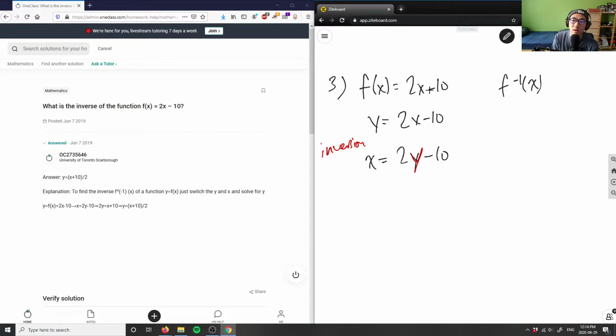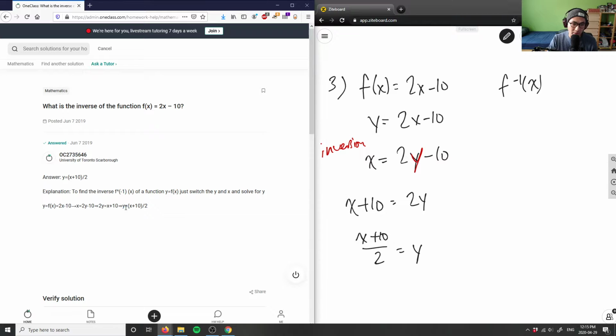So again, I would add 10 to both sides. So I get x plus 10 equals 2y, and then I would divide everything by 2. So y would equal x plus 10 divided by 2. So this would be my solution for this problem. And as you can see, they wrote y equals x plus 10 divided by 2. This solution is correct.